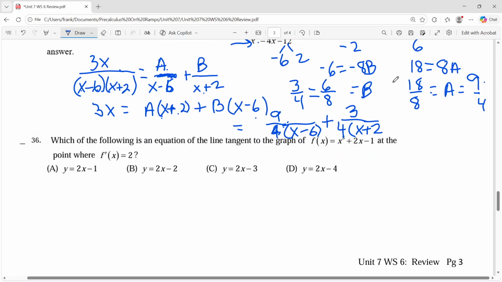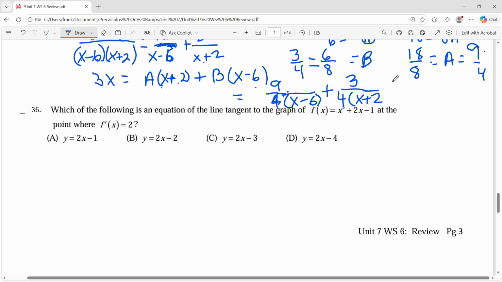But that is the answer to that one. It's not multiple choice. Okay, which of the following is an equation of the line tangent to the graph of f of x equals x cubed plus 2x minus 1. So I need to find, well, it says at the point where f prime of x equals 2. So I know the derivative at this value of x is 2. Remember, to get this function, I'm going to do y minus y1 equals m times x minus x1, point-slope form, where y1, x1 is just the y and x value at this place where the slope is 2. And I know m is equal to 2.